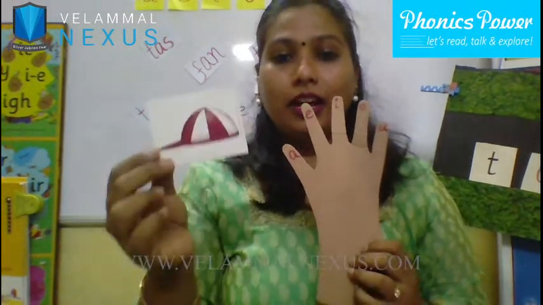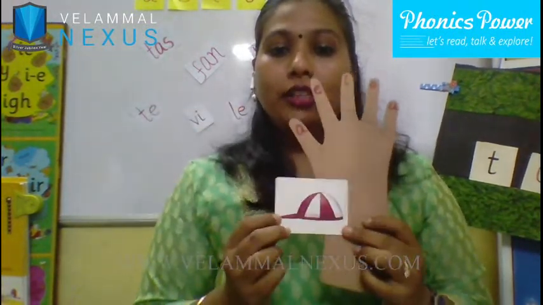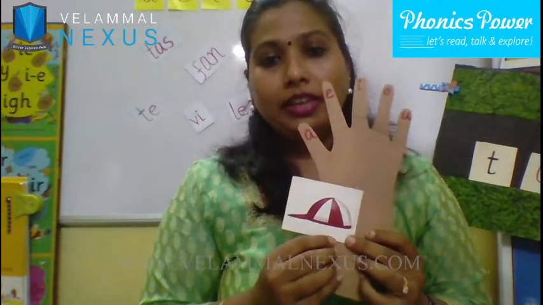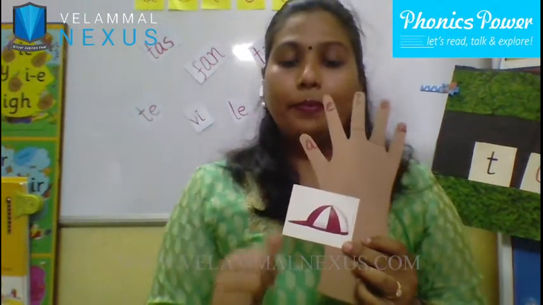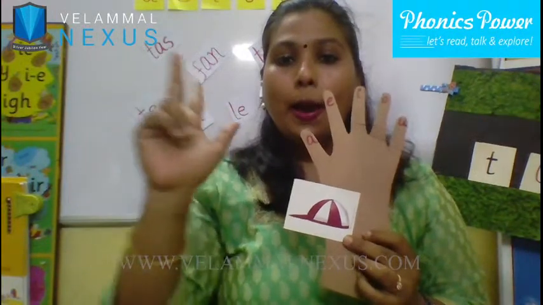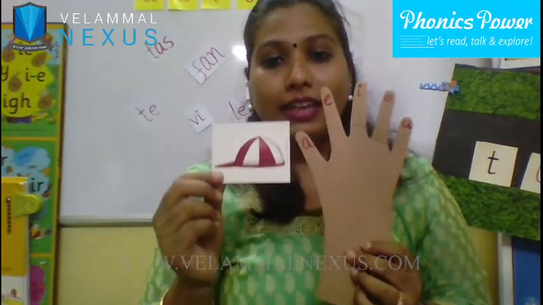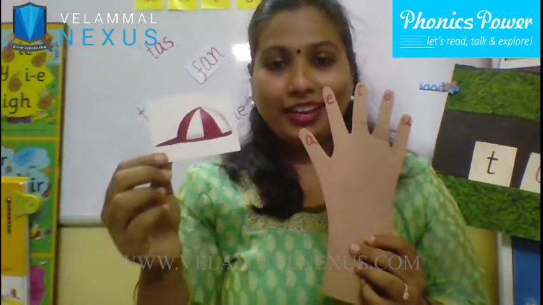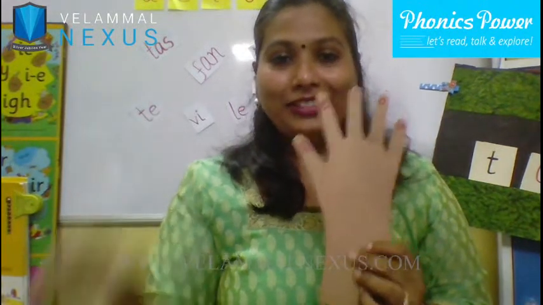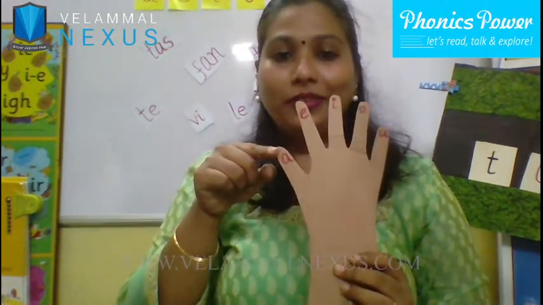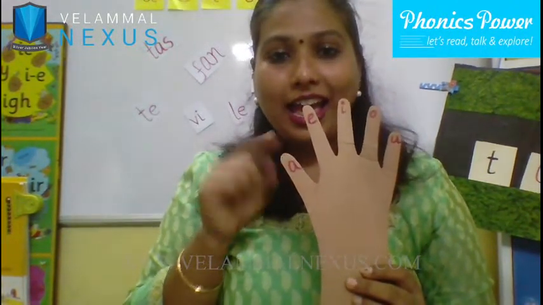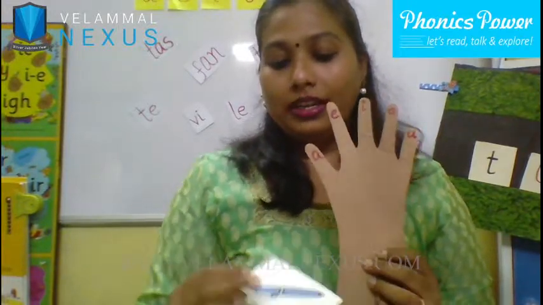The next card is cap. Ask the child to segment the word cap. The sounds in cap are k, a, p. Which is the vowel in cap? Children, are you there? Can you try? Yes, so yeah, we have it here. It's a.